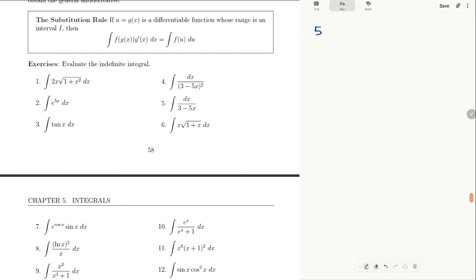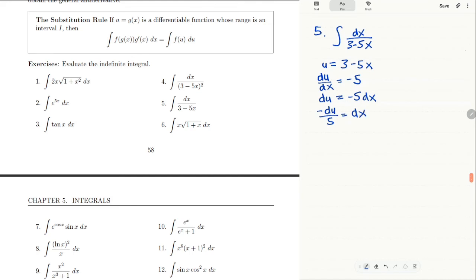Now let's have a look at number 5. We have the integral of dx divided by 3 minus 5x. So here we're going to make a substitution. We'll let u be equal to the denominator. So u is 3 minus 5x. The derivative, du over dx, is equal to negative 5. So if we solve for dx, we get du is equal to negative 5 dx. So negative du over 5 is equal to dx.